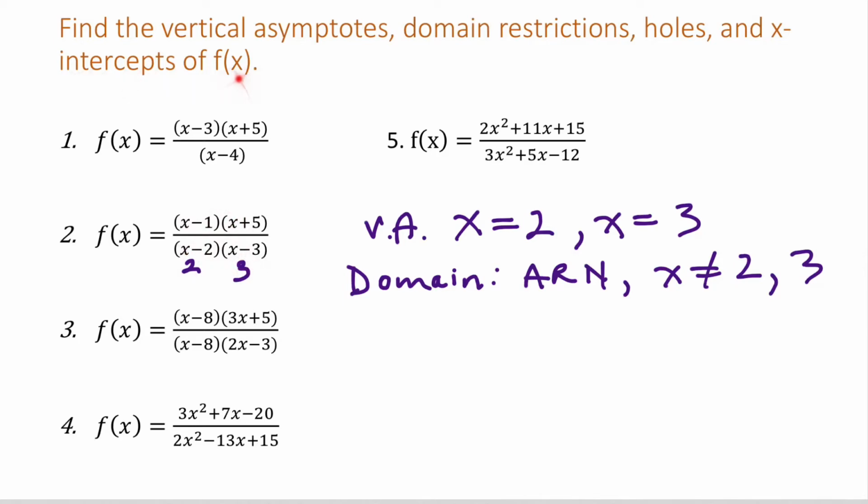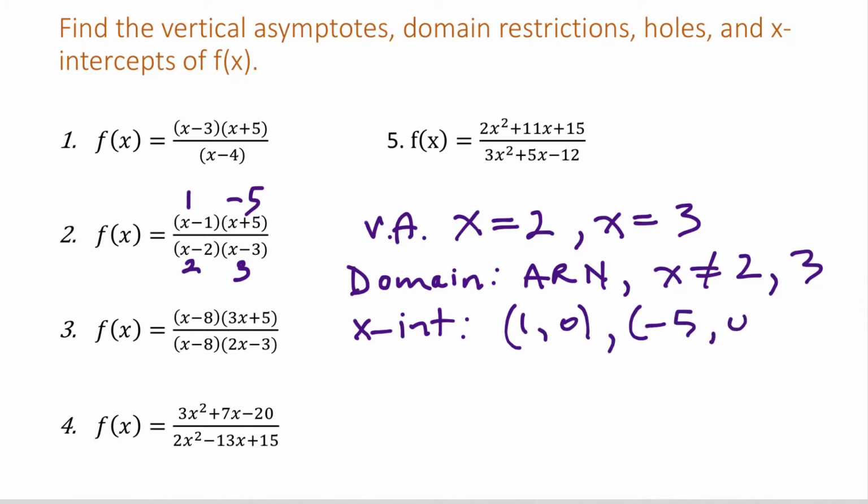So now for the x-intercepts. For the x-intercepts, we look at the numerator to find out the x values that cause the numerator to go to 0. So if x is 1 or x is negative 5, we're going to get 0 for the factors in the numerator, which would cause the function f of x to take on 0. F of x equals 0. So our x-intercepts are the point 1, 0 and the point negative 5, 0.